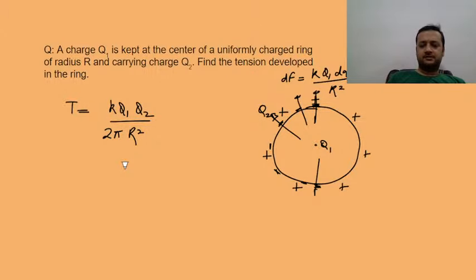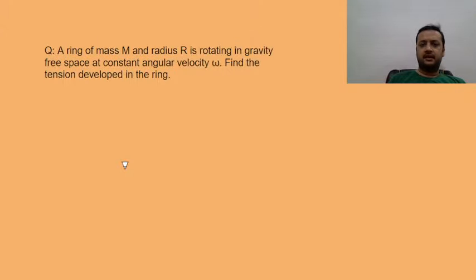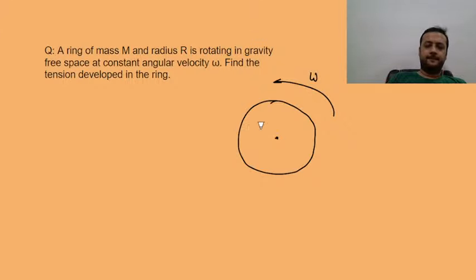I will also prove this very shortly, but I hope you have understood this result. Very important result, guys. So let's again see this question. This question has been solved in the HC Verma book as well. It's a solved example. What is happening over here? Suppose this is a ring which is in gravity-free space, and let us say this ring is rotating at an angular velocity of omega.